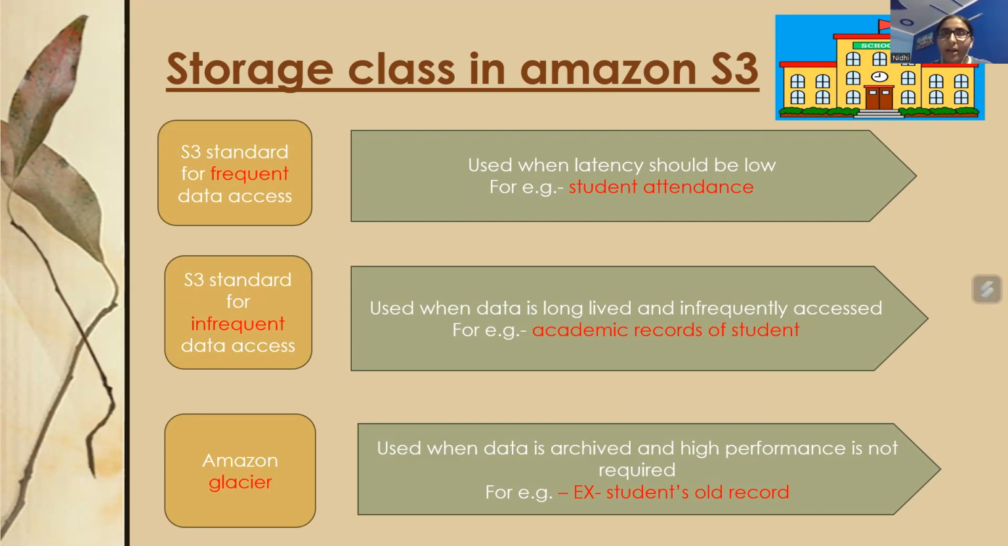First one is S3 Standard. This is the first storage class. This is used for frequent data access. For example, student attendance. As you can see, attendance is taken on an everyday basis, so the data for that is for frequent access. So we will store our student attendance in S3 Standard.